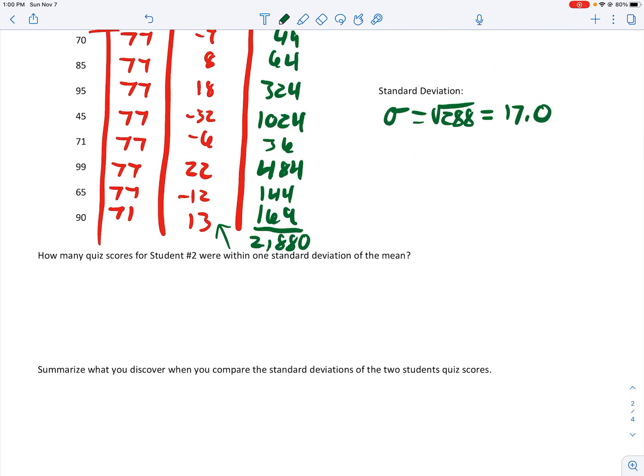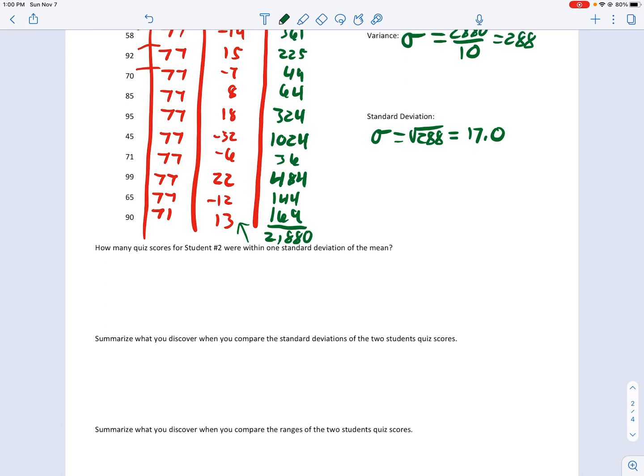Okay. So one of the questions that we have to answer here is how many quiz scores for student 2 was within one standard deviation of the mean? So in symbols, you have the mean, which is mu, within one standard deviation. That could be above or below, 1 sigma. That's what it's asking us. Sigma is standard deviation. So within one standard deviation above or below the mean, how many quiz scores fall in that range?